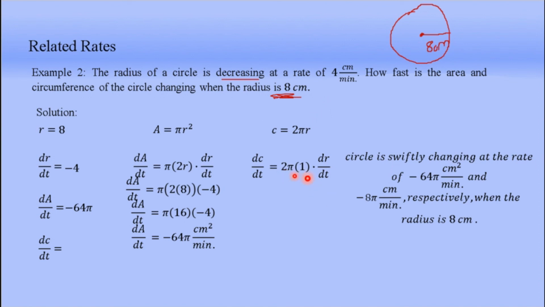Then we're going to substitute the value of dr/dt. We multiply 2 pi times negative 4, and that is going to be negative 8 pi. And so the derivative of the circumference with respect to time is negative 8 pi centimeters per minute.